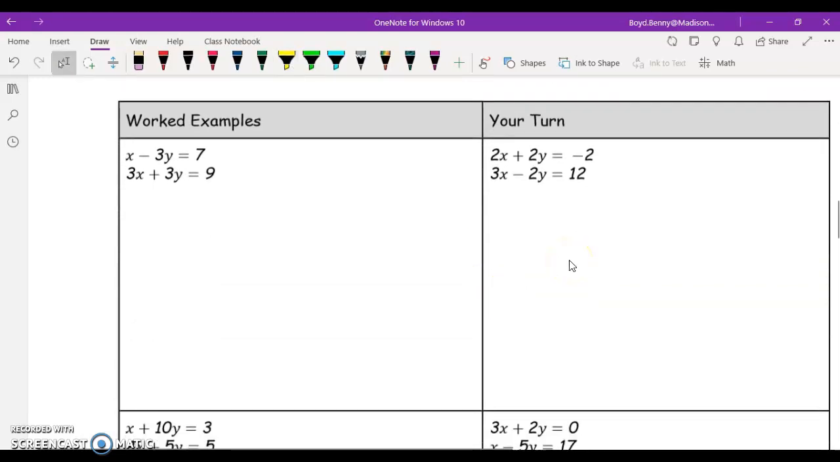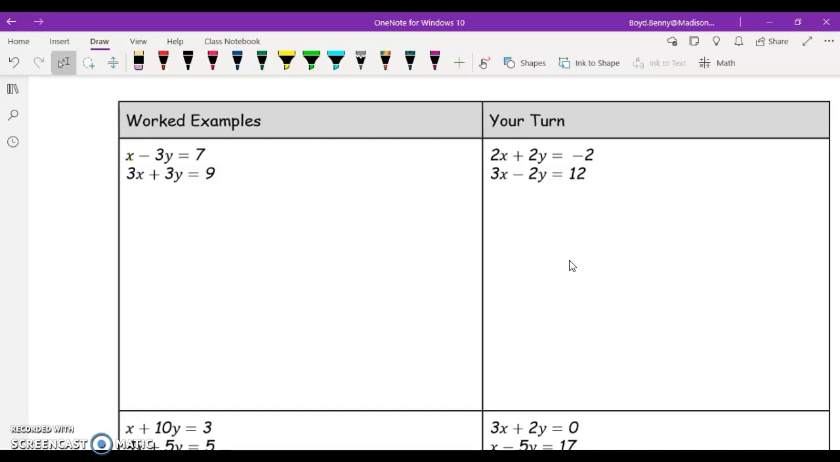So first off, I want to look at my variables. I've got an x and a y, and the first thing I notice is that they are lined up above each other, which they should be. In order to use the elimination method, we need to make sure that the x's and y's are lined up, the equal signs lined up, my constants are lined up, all in the same location in both equations. If not, then we would just rearrange the equation so that it does line up.